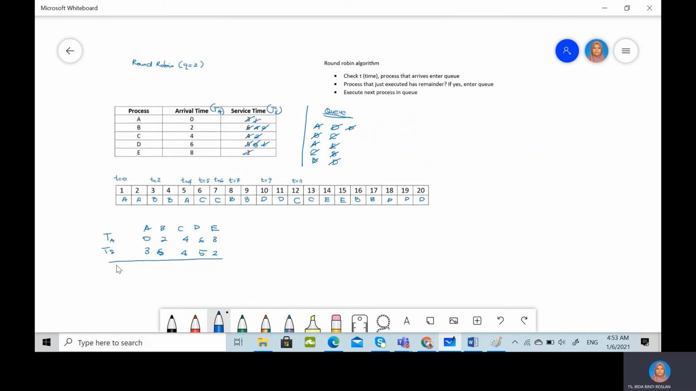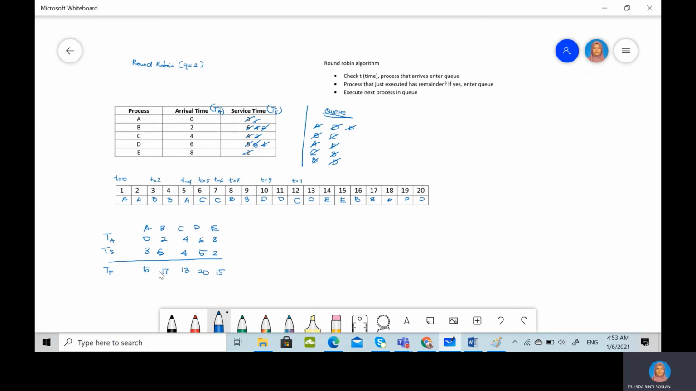So we get the finish time by doing this. Finish time for A is 5. Finish time for B is 17. Finish time for C, 13. Finish time for D is 20. Finish time for E, 15.